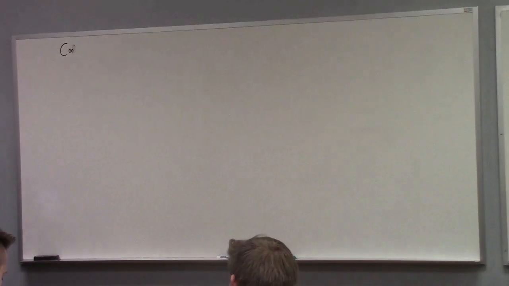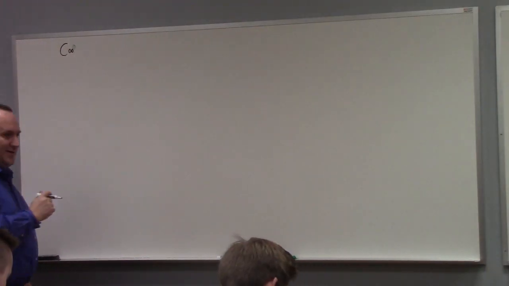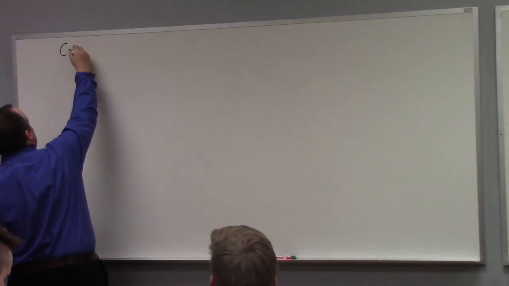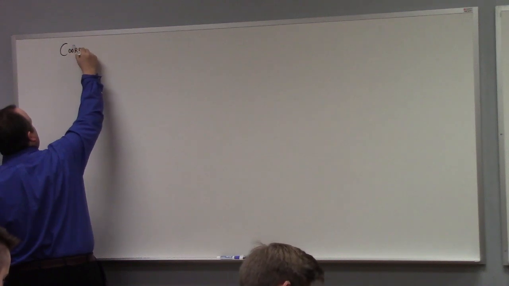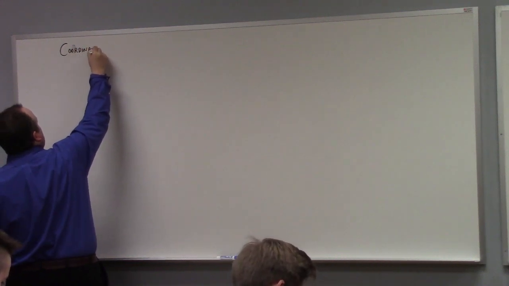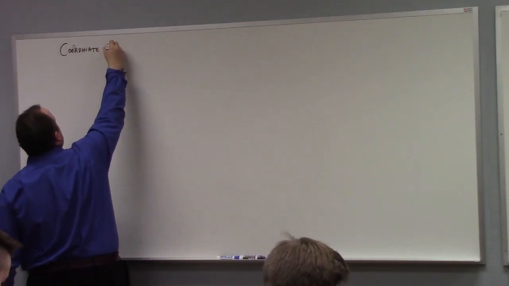Somebody help me out. I need to spell coordinate. Grief. What's wrong with me? What's that? Is there 2 R's? 2 O's? 2 O's, okay. Coordinate. Every so often.